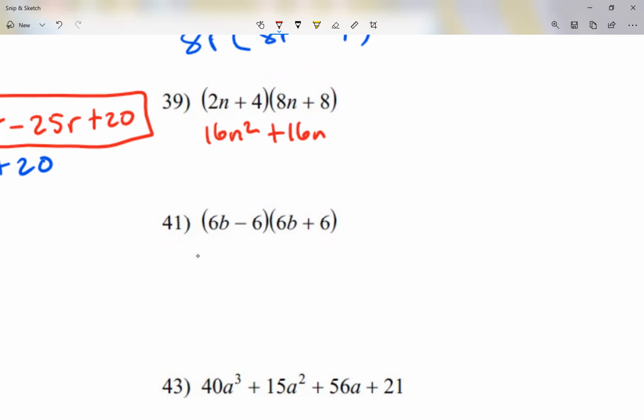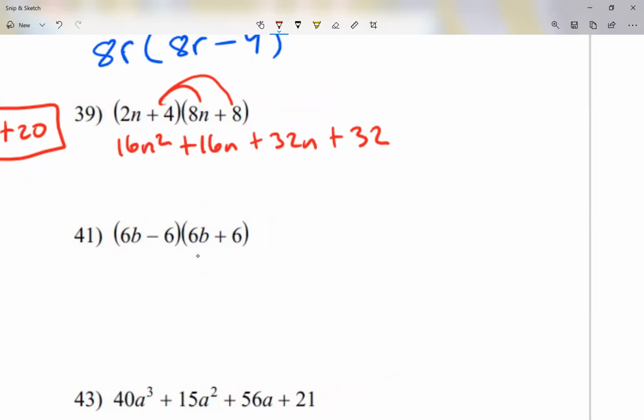Then let me distribute the 4 to the second parentheses. 4 times 8n, that gives me 32n. 4 times 8, that gives me positive 32. I notice I can simplify things out. So let me write this as an equal sign or an arrow.